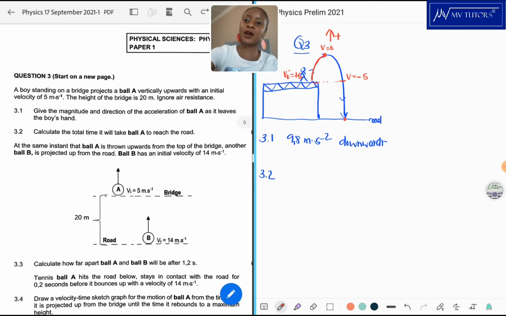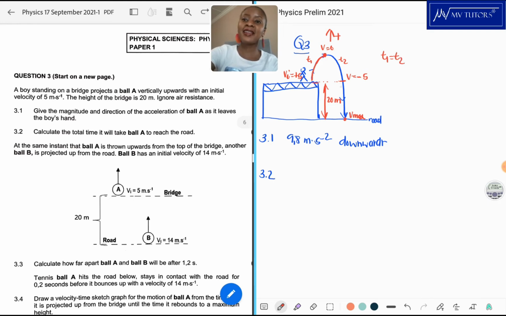Then it will reach the ground or the road, where now you'll have your maximum velocity. And one thing to bear in mind, they told us that the height of the bridge is actually 20 meters. So that will actually help us. Now the time it took from the bridge to reach its maximum height will be T1. And the time it takes from the maximum height to the same level as the bridge will be T2. And if you remember well, those times are going to be the same.